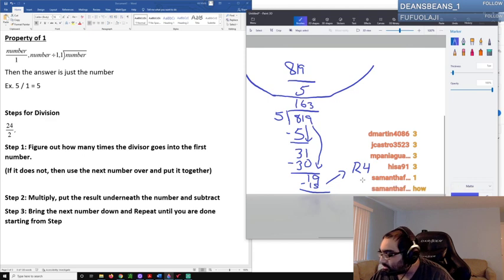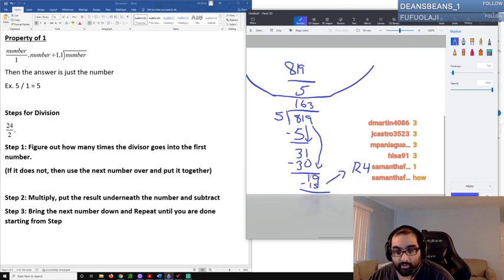Wait, once? No, we look at 19. So not just 9. 1 would be correct for 9. But remember, we're looking at 19 because we had 31 minus the 30 there. We have the 1, and then I brought down the 9 there, Samantha. So I'm actually looking at how many times 5 goes into 19 and not just 9.